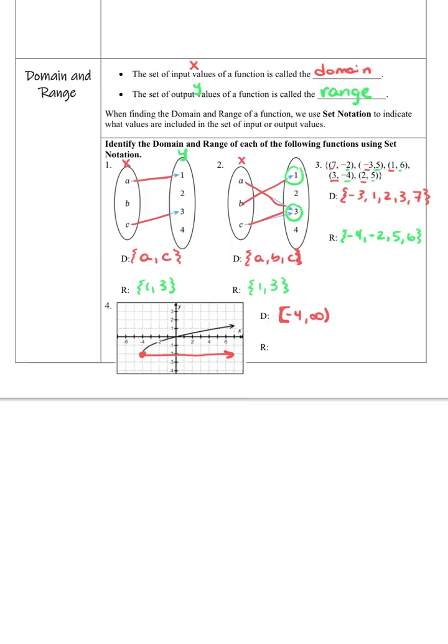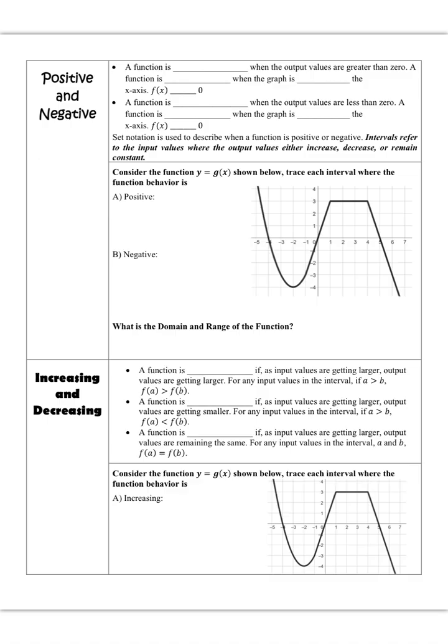And then in the y direction, it goes from negative 2, and it keeps going up forever. That's what that arrow means. So since the dot was filled in, it gets a bracket. So negative 2 to infinity would be my range. Okay? So then let's look at what positive and negative mean.